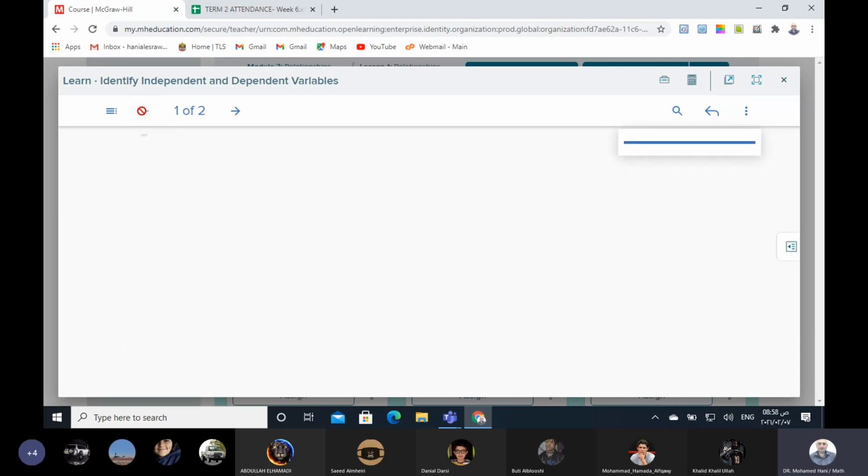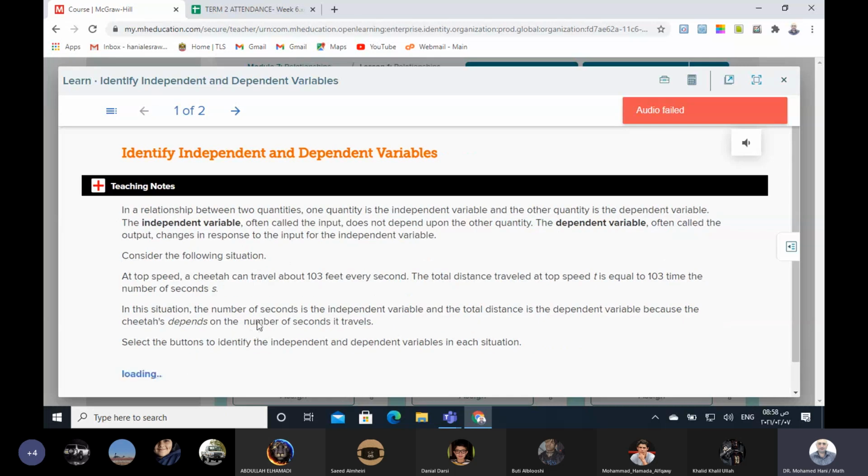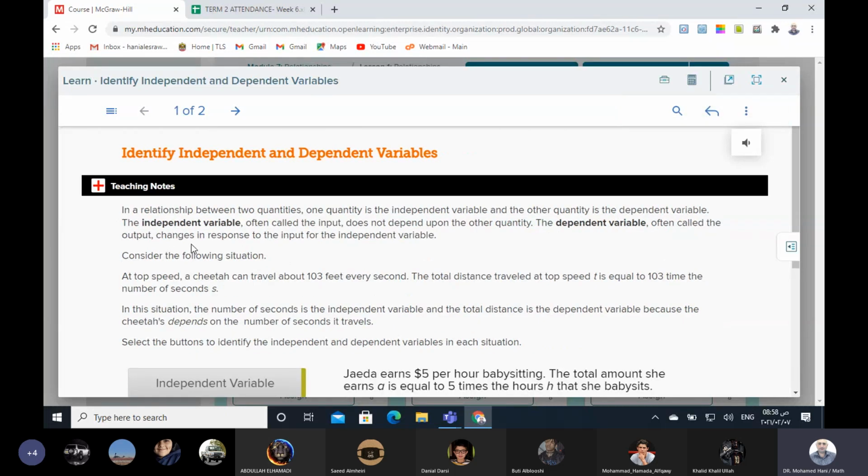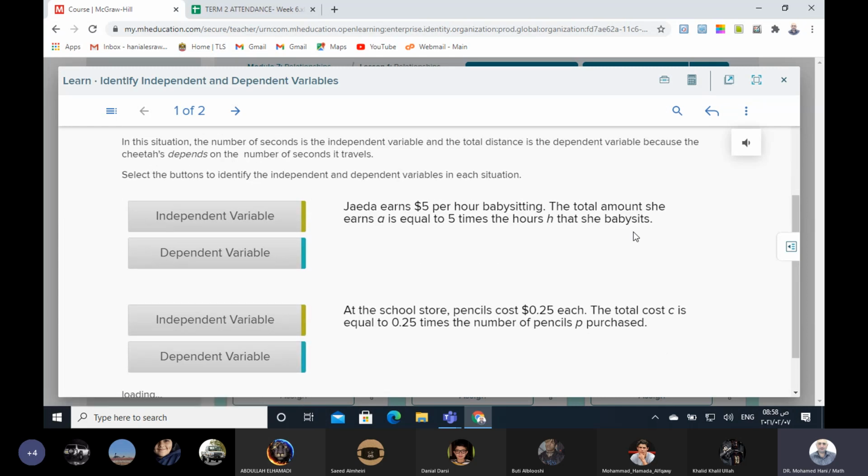Okay, as you see here, we have the difference between independent variable and dependent variable. So the independent variable means the input, and the dependent variable means the output, which changes in response to the input. This is the difference between independent and dependent.